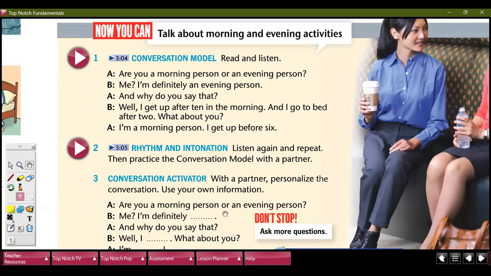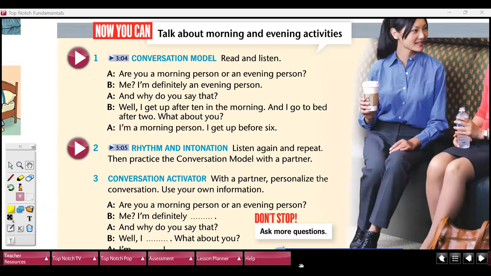Okay, so what do you think? Are you a morning person or an evening person? ¿Qué es una morning person? ¿Qué creen que es una morning person? Una persona que se levanta temprano. Uh-huh. Y el otro, el opuesto. Okay, so what do you think? ¿Es mejor ser a morning person or an evening person? Morning person. Morning person, okay.